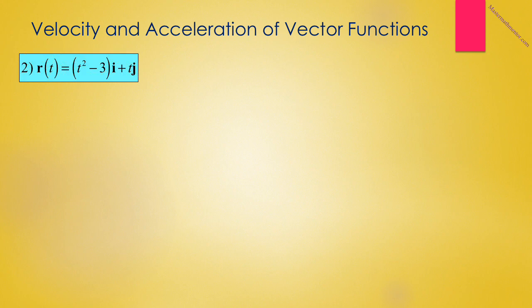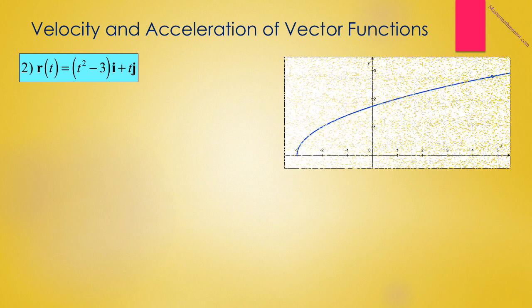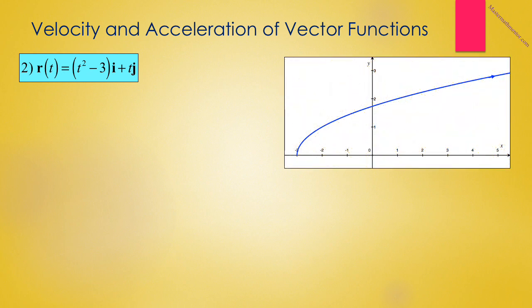On number 2, you are given the vector-valued function r of t is equal to (t squared minus 3) i plus t j. You are first asked to sketch the path of the object moving along that curve, and then find the velocity and acceleration functions and determine them at t equals 0 and t is equal to 2. This is a plot of the path. You could sketch it on your calculator in parametric mode or simply plot points.